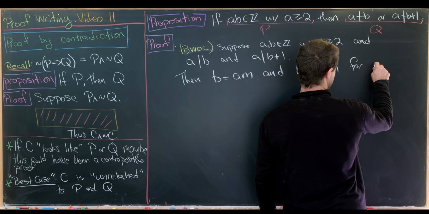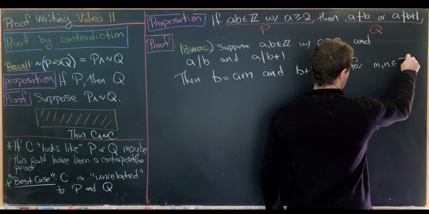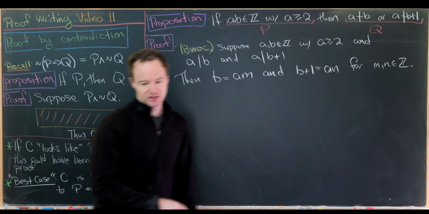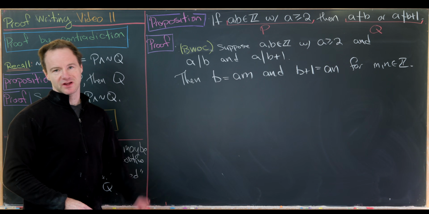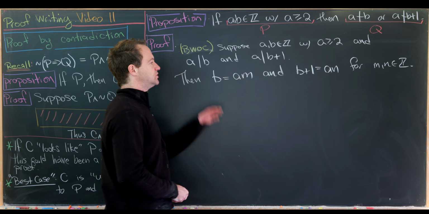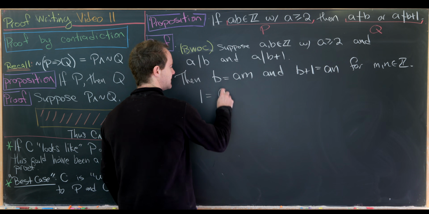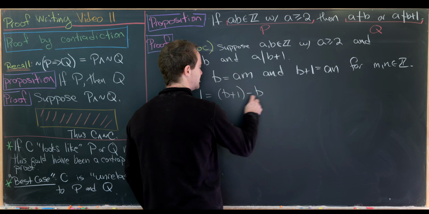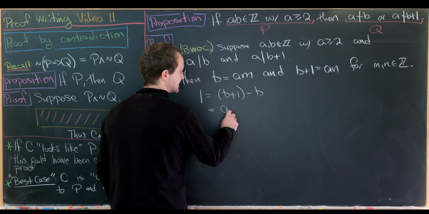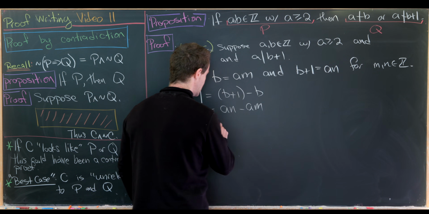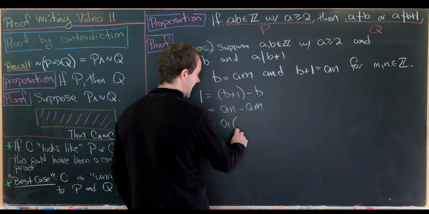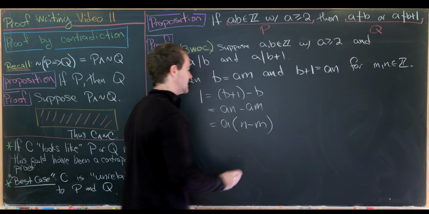And that's going to be for some M and N, which are integers. Now here's where we cause the problem. So let's do our subtraction of B plus 1 and B. So we have 1 is the same thing as B plus 1 minus B, but that's going to be the same thing as AN minus AM, but that's going to be the same thing as A times N minus M.